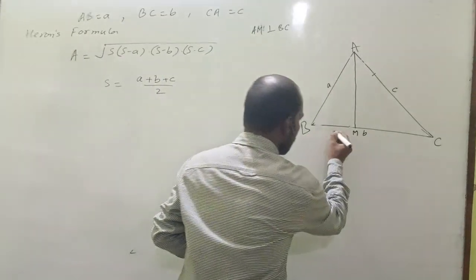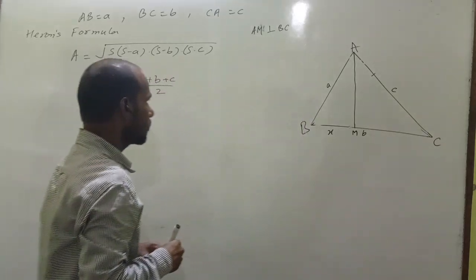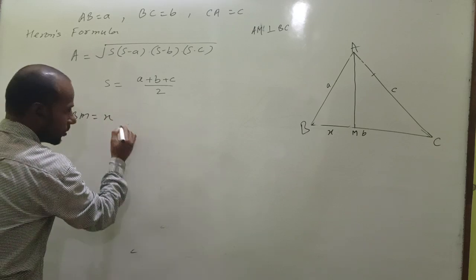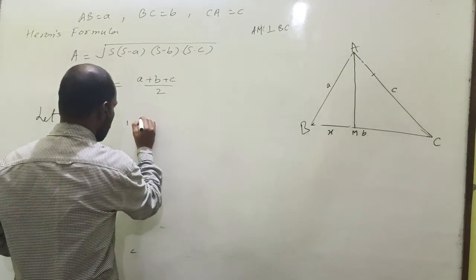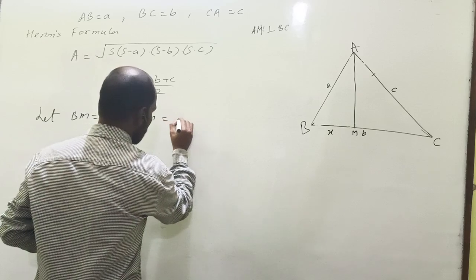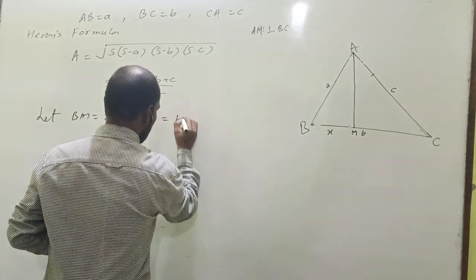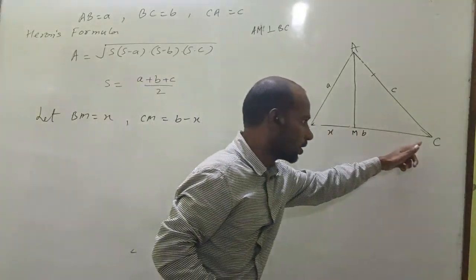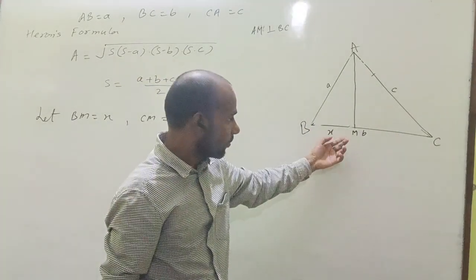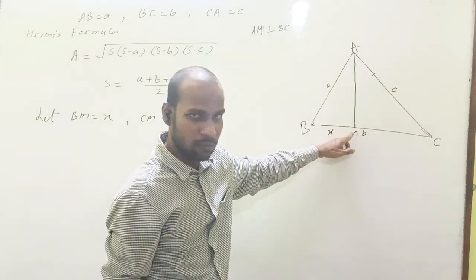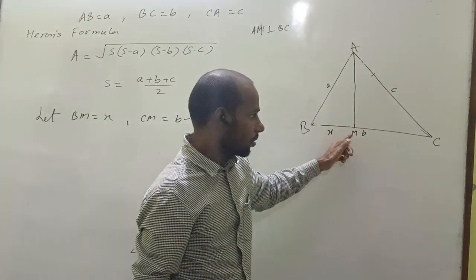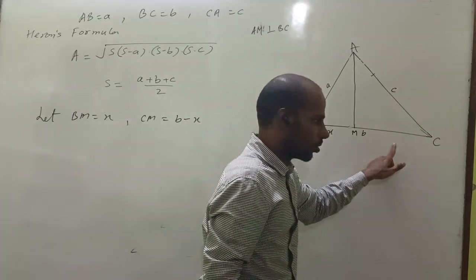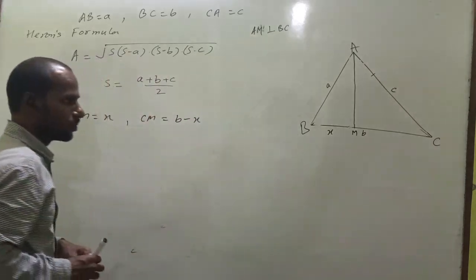Suppose this BM is equal to X. Let BM be equal to X. Then this CM will become B minus X, because the whole length BC was B, and we subtract from this BC the BM, that is X, so CM is equal to B minus X.